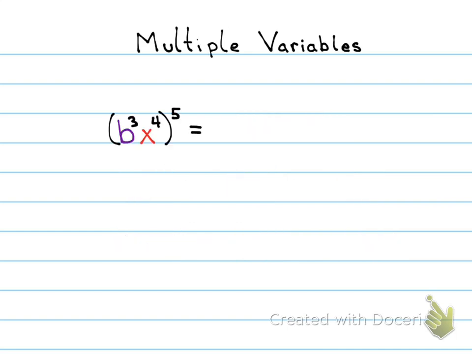Okay, well, if we have multiple variables, we're going to do the exact same thing. We're going to give that exponent on the outside of the parentheses to each term inside. So let's go ahead and distribute this. So I should get b to the 3rd to the 5th power, and then x to the 4th to the 5th power. And then I'm going to use my power rules. So I'm going to do b to the 3 times 5, which is 15, and x to the 4 times 5, which is 20.